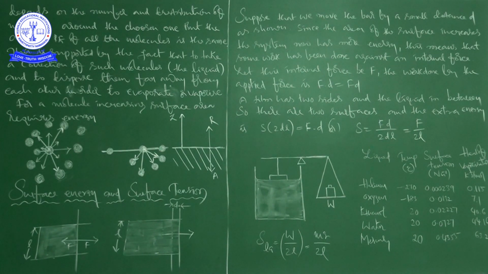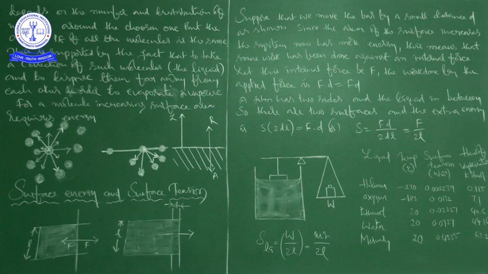For example, for this internal force F, what is the work done by this force? Suppose that we move the bar by a small distance d. What is the amount of work done here? Here we have written F into d. Already in the chapter of work, power and energy, we had a definition of work and a formula: work is equal to force into displacement. The same thing we are writing here, F into d, that is equal to Fd.